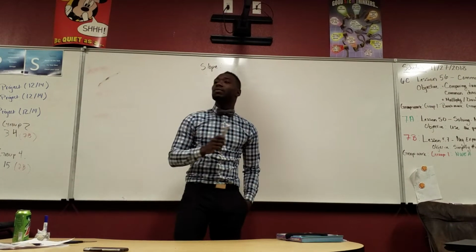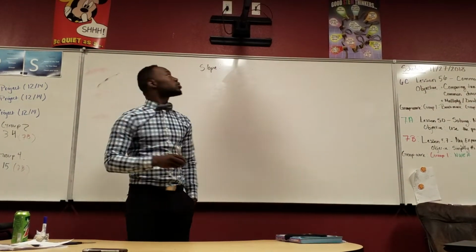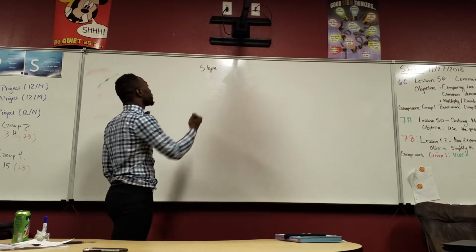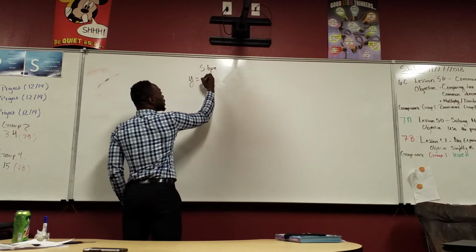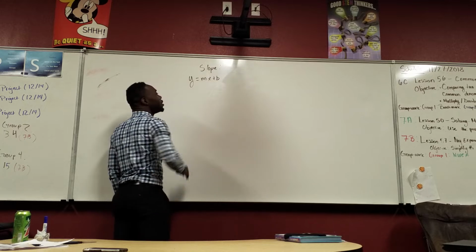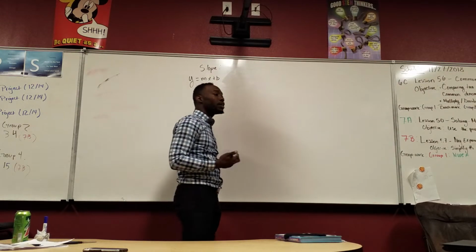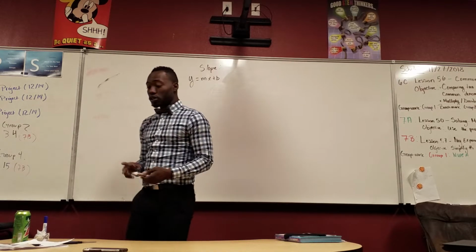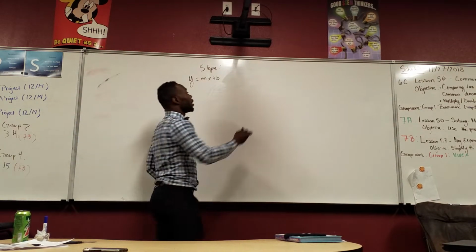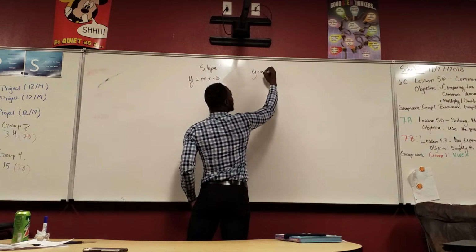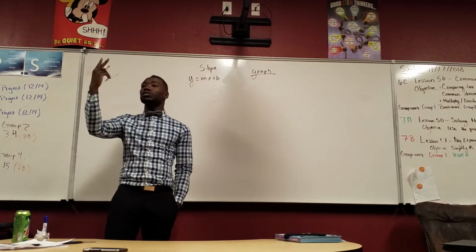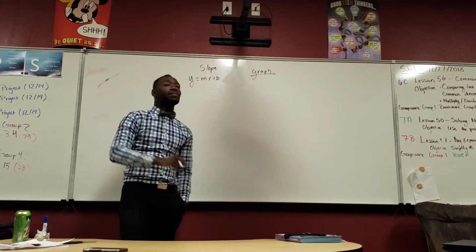All right, class, today we're going to be learning about slope. The formula that we use for slope is y equals mx plus b. The reason why we use this formula is that it will help us graph. When we're talking about slope, we're talking about graphing. We use this formula to tell us the slope, and we use this formula to tell us the y-intercept.